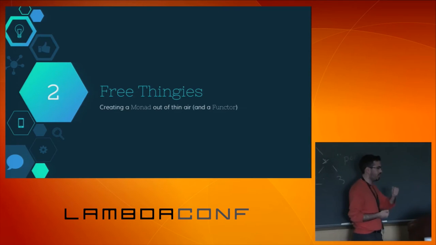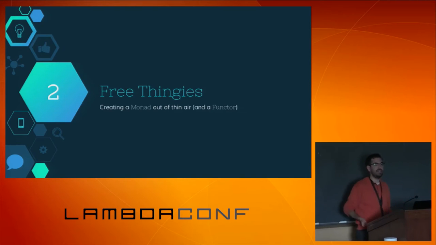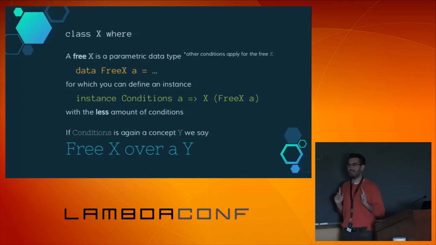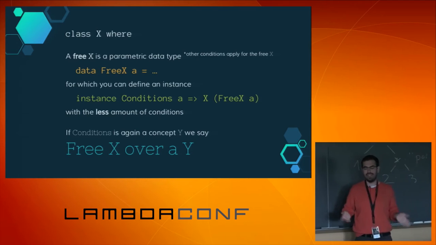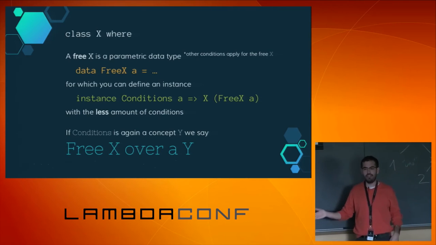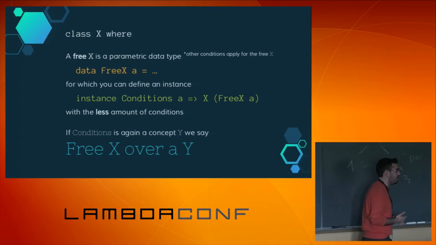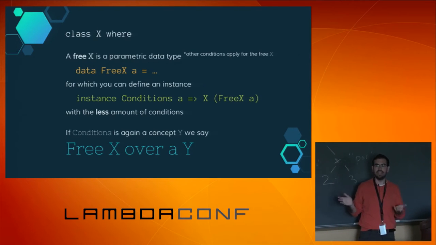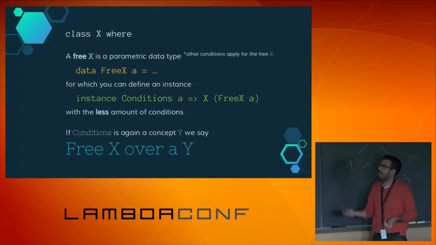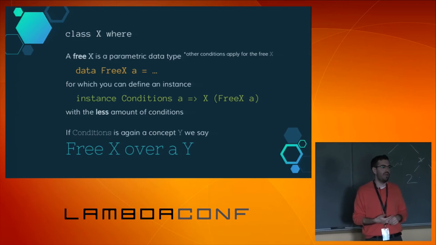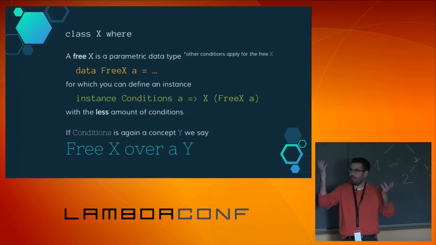OK, so that's one thing we can do with pattern functors. So let's go to something new, which is to build free things, especially a free monad. I'm not trying to tell you what a free thing is. There is a talk after this, which will tell you much better than I do. But I need you to get at least the intuitive feeling of what a free thing is. What do we say when we have a free monad, free whatever?